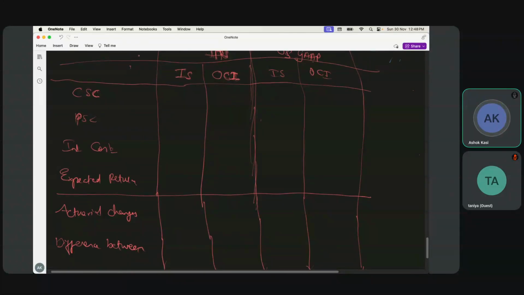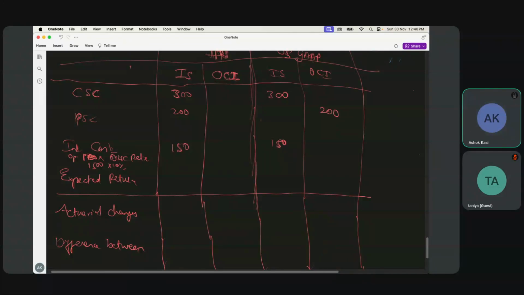So CSC is how much? 300 will come in the income statement on both sides. Then PSC is 200, and for US GAAP it will go on the OCI side. Okay, then interest cost is opening PBO into discount rate. So opening PBO is 1500 into 10%. So that comes to 150 and 150.